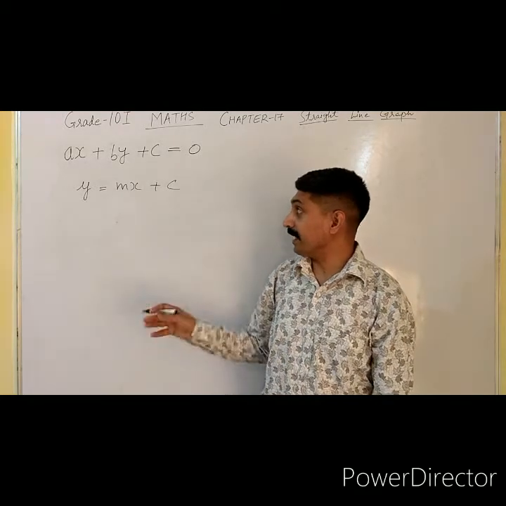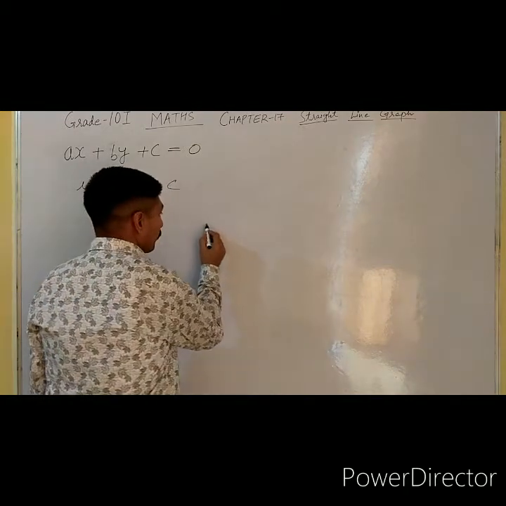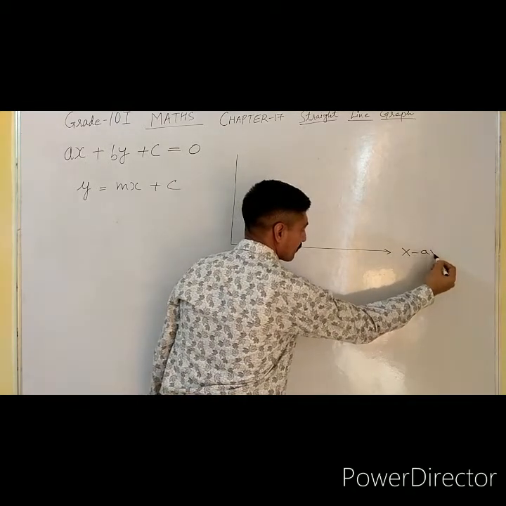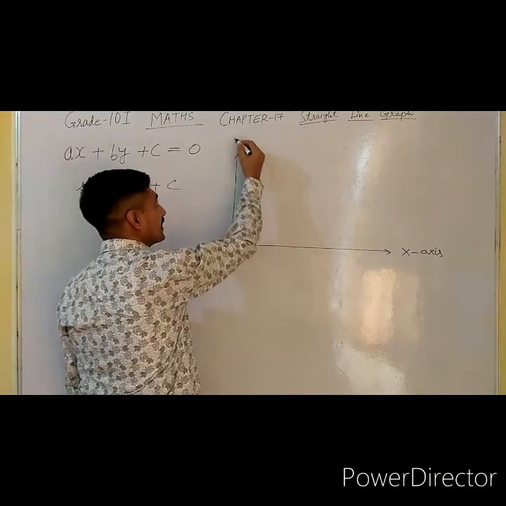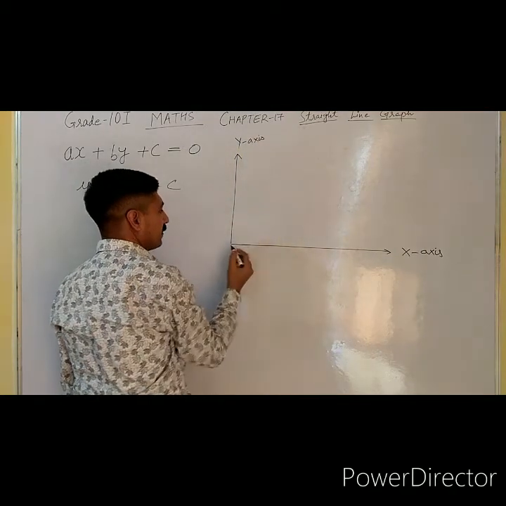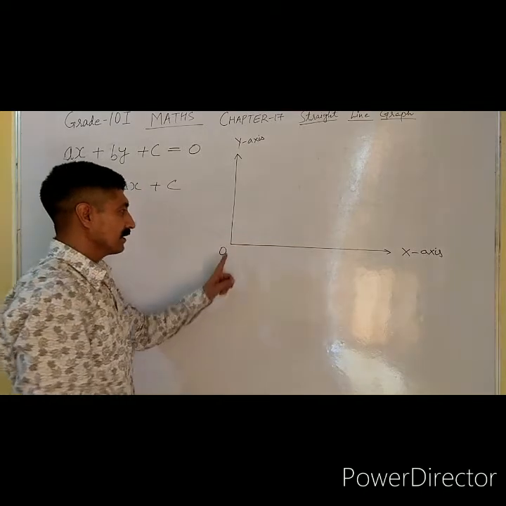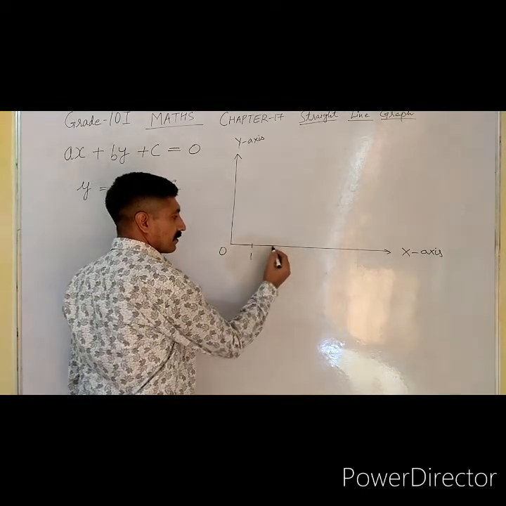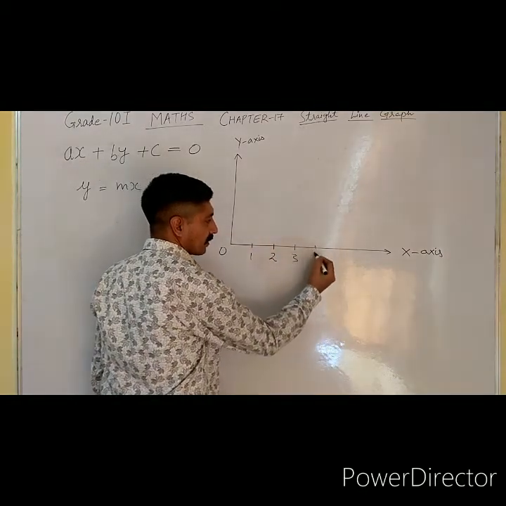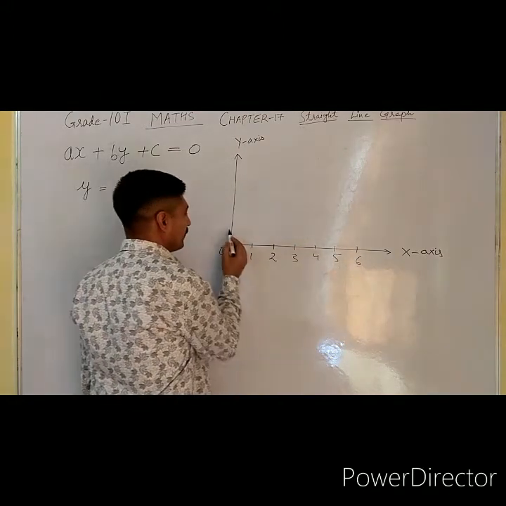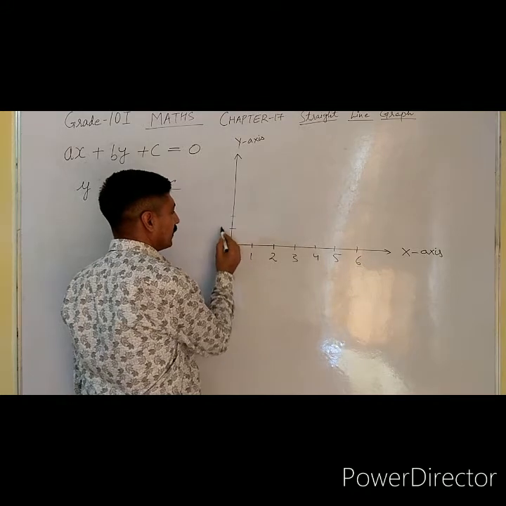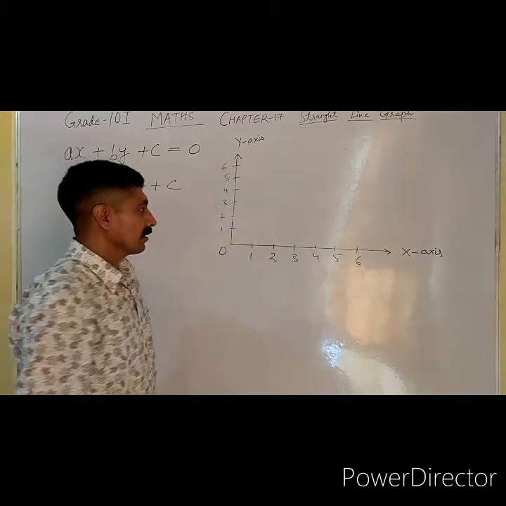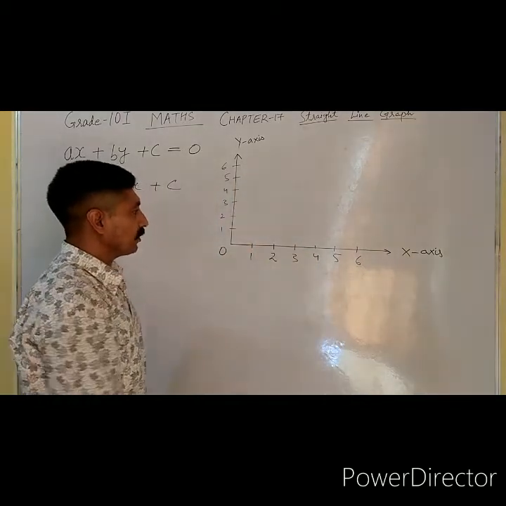In detail, we have discussed that on a graph, the horizontal axis is the x-axis and the vertical axis is the y-axis, and where both axes meet is called the origin. We marked the same intervals, like 1, 2, and we discussed a particular point.